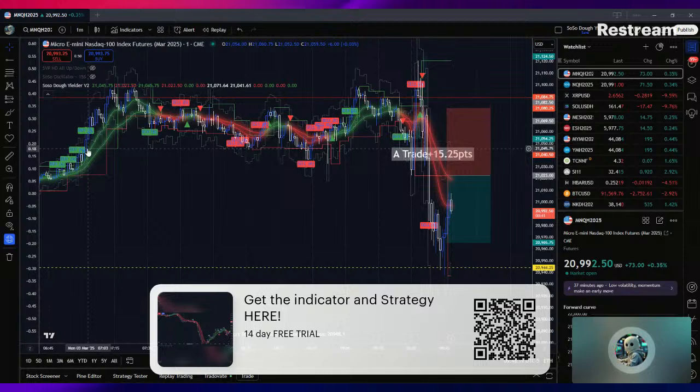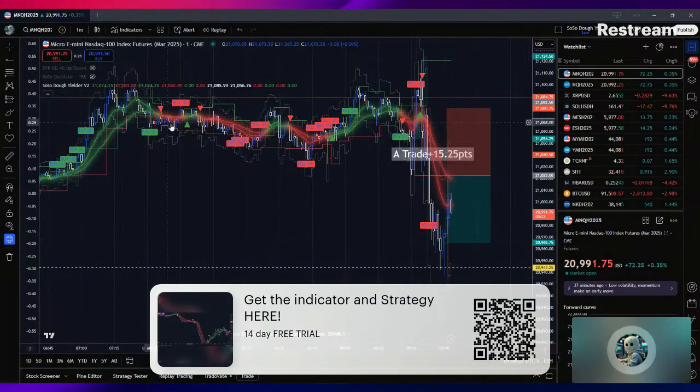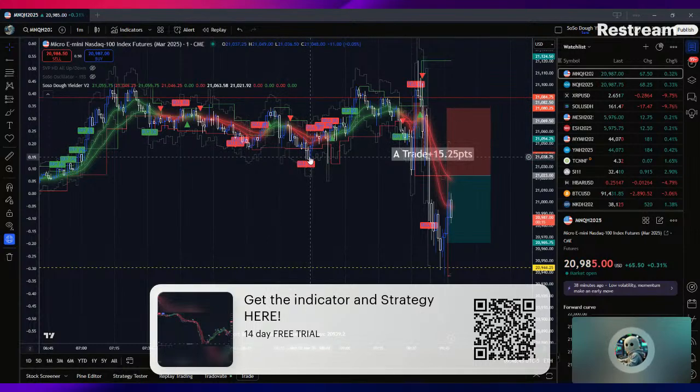Like way back here, for example, see this upper line got wrecked at 7 o'clock, and it took a while, but it eventually way over here came back, touched it, and then went up again. Actually twice. So it went up there, it broke down a little bit below it here, and then went up from there again.